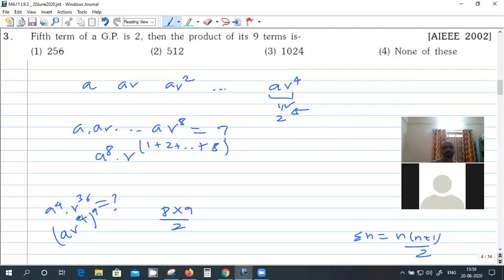Is this correct? Yes, sir. And this you already know. That is 2, right? So 2 raised to the power 9. That is 2 cube into 2 cube into 2 cube, that is 8, 64 into 8, which is 512.